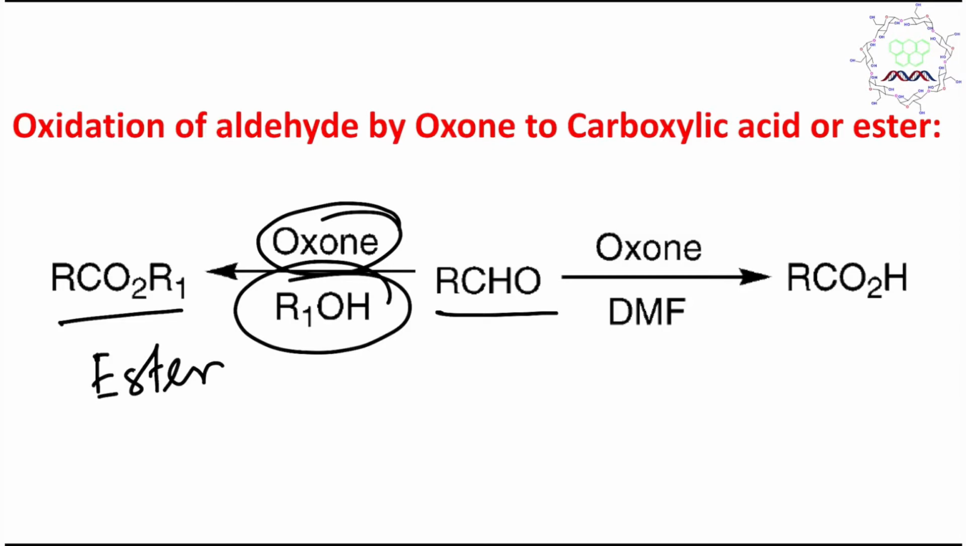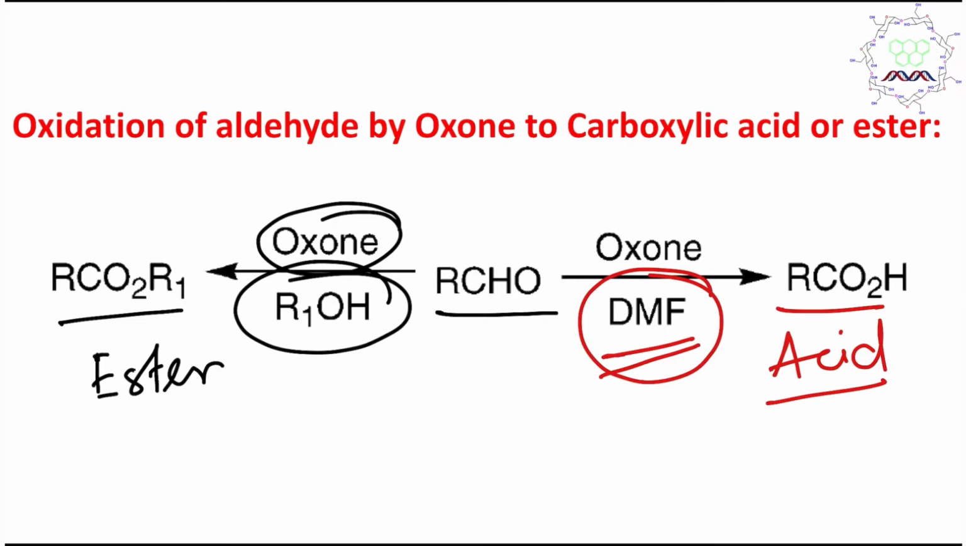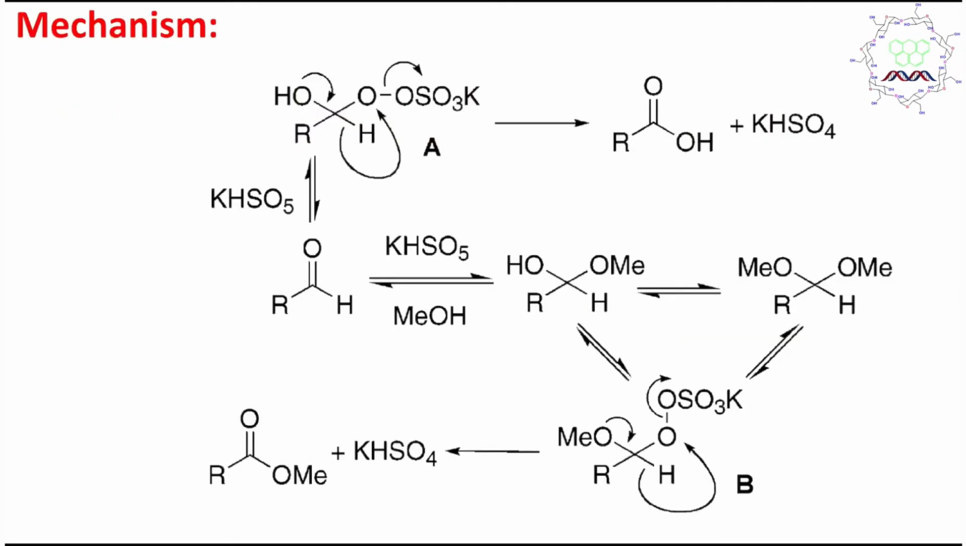In the other case, this is the acid, and this oxidation is done in the presence of DMF. So strictly, if you change the solvent, you will get different products. So students, please try to understand this little carefully, and for that purpose I believe the mechanism is the best. So what happens if you take an aldehyde, for example this one, and react it with KHSO5?